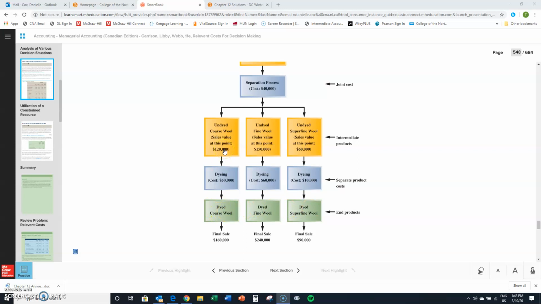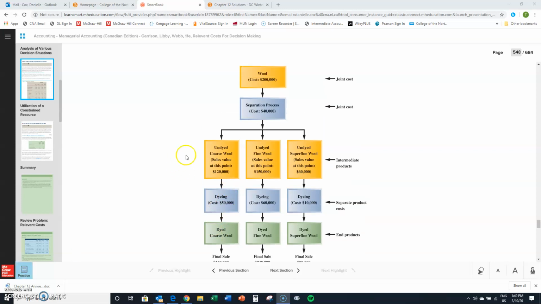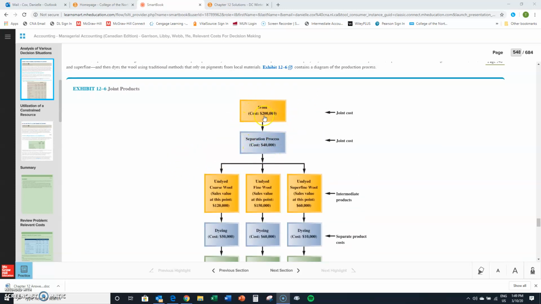The incremental revenue we're given, I'll take one for example. The sales value here is 120. If they process it further, the sales value is 160. So the incremental revenue is the difference, 160 minus 120. If they process further, they're going to get an extra 40,000. The incremental cost is 50,000. That's extra processing that has to take place. So they're going to spend 50,000, but they're only going to make 40,000 extra. So not worth it.